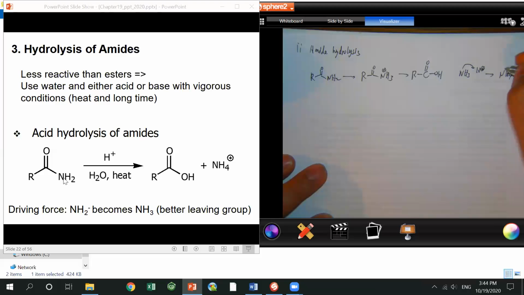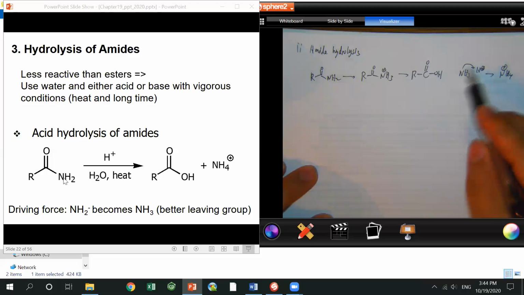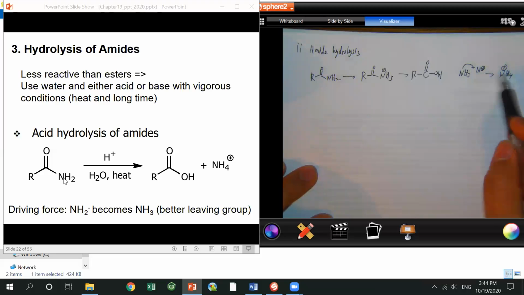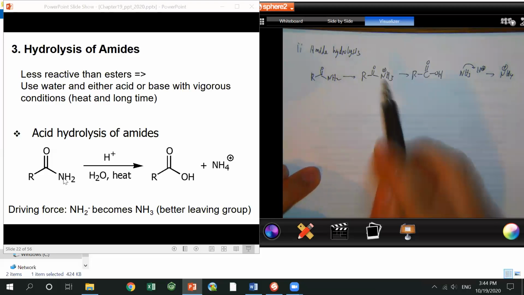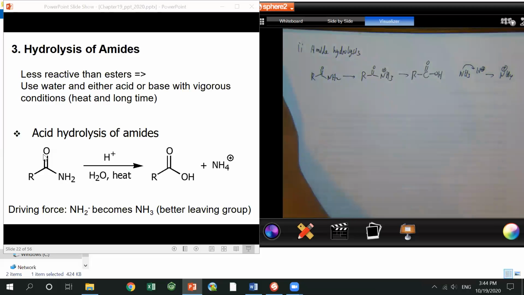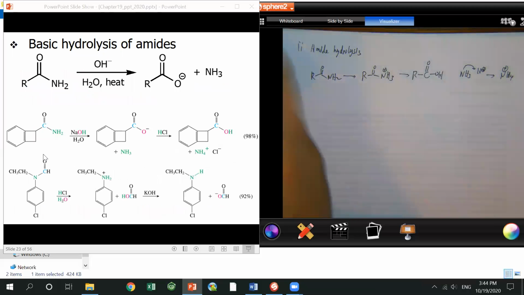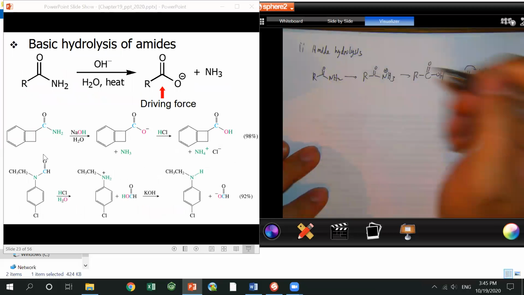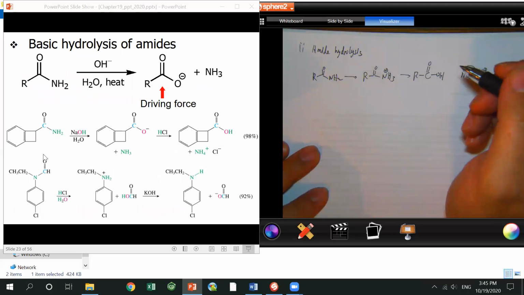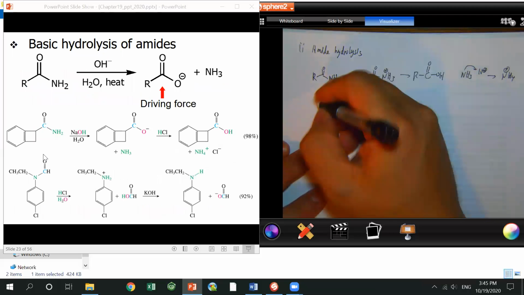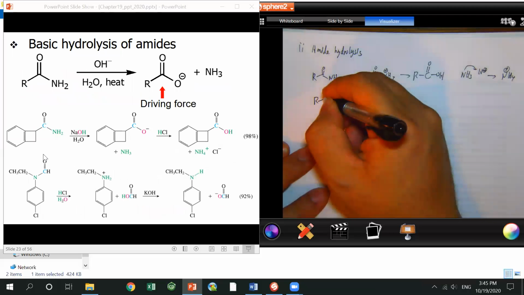That makes it totally non-nucleophilic, so it cannot push back. That's the reason we convert it to a better leaving group. And for the basic conditions, it's similar to the saponification. The driving force is that you generate the carboxylate ion.